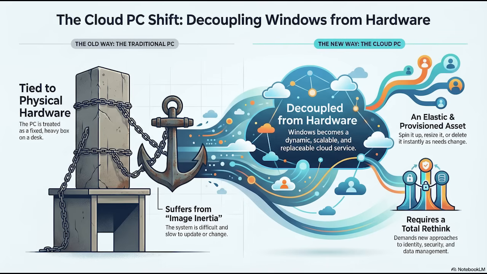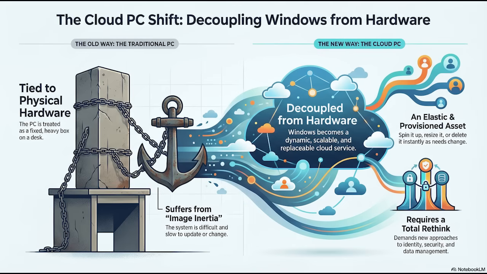So it's the end of what we've been struggling with for so long, that image inertia. That's a great way to put it. The Cloud PC is an elastic provisioned asset. You spin it up when you need it, you can resize it if the job changes, and you just delete it when the user leaves. And that flexibility, I imagine, requires a complete rethink of how you handle identity, security, and especially data. A total rethink. You have to start from scratch.